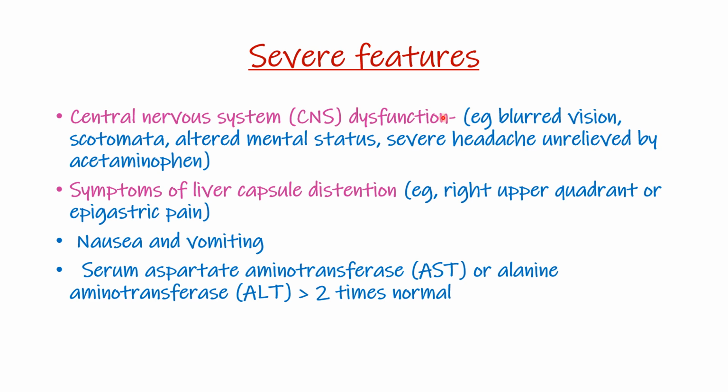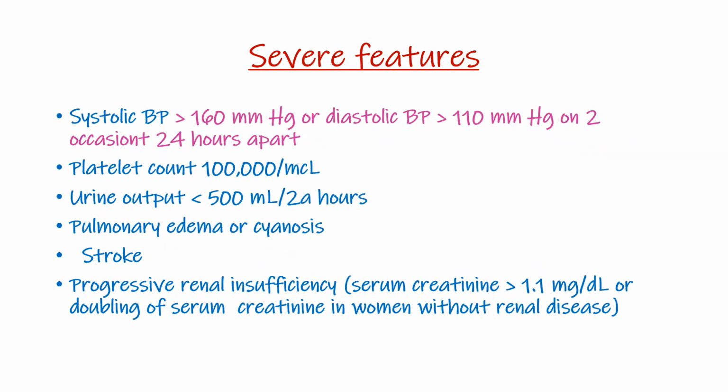So the severe features of the CNS include blurry vision, scotomata, altered mental status, severe headache, and headache not relieved by acetaminophen. And then we have symptoms of liver capsule distension, which include epigastric pain or right upper quadrant pain, nausea and vomiting, and elevation of the liver enzymes, that is AST and ALT, greater than 2 times the normal.